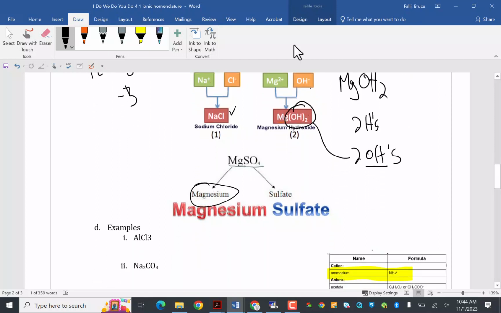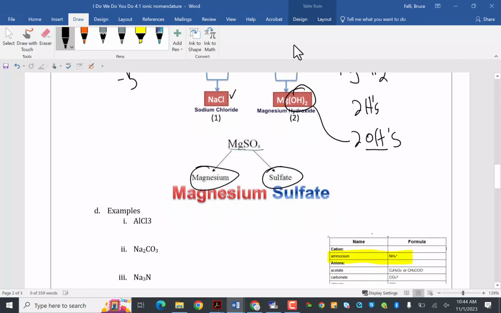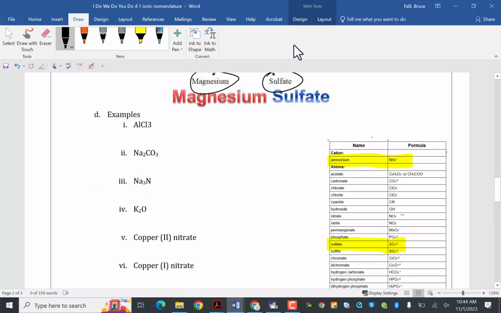MgSO4, name the parts. Magnesium ion, sulfate ion. All right. AlCl3, name the parts. Aluminum, chlorine, nope, chloride. Sodium, oh man, that looks like one of those long ones. CO3. Here it is, carbonate. Now notice I don't have to care about what the charges are. I know it'll all work out. If I'm going from the name the other way, I got to worry about it.